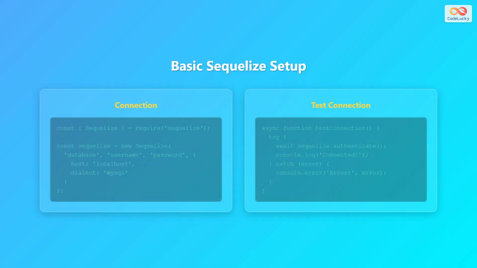Here's a basic Sequelize setup. First, require Sequelize in your code. Then, create a new Sequelize instance providing the database name, username, password, host, and dialect. You can test the connection using the authenticate method. If successful, it will console log connected. If there's an error, it will catch and console log the error.